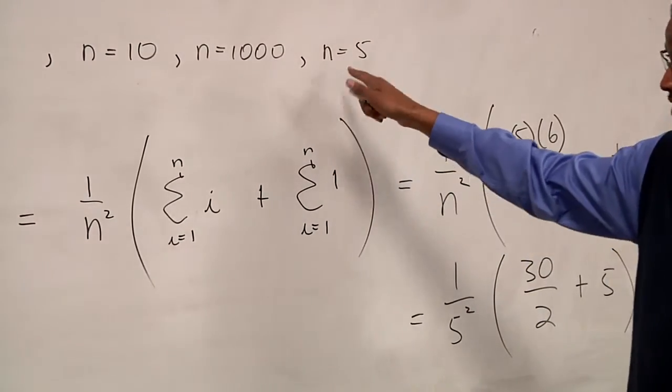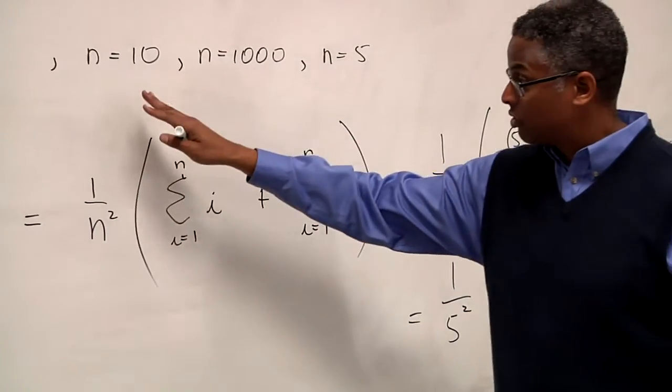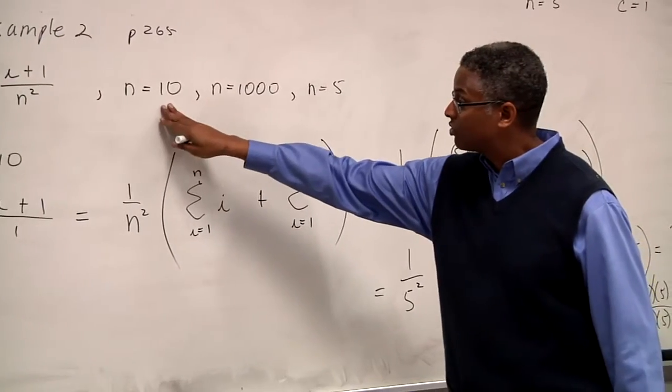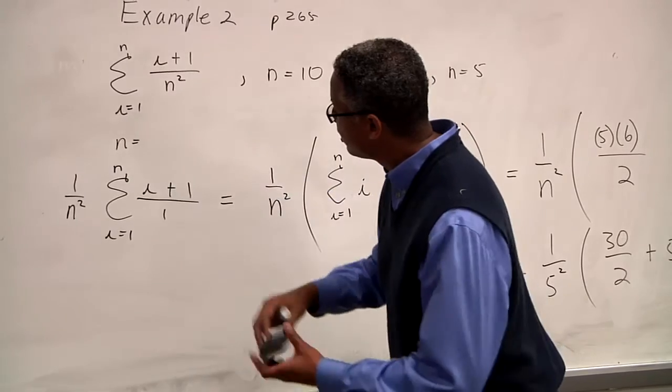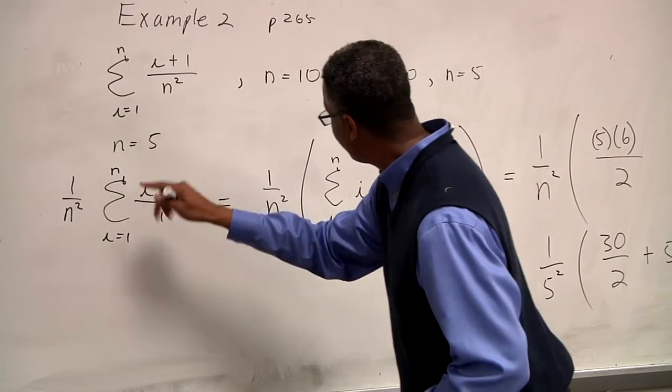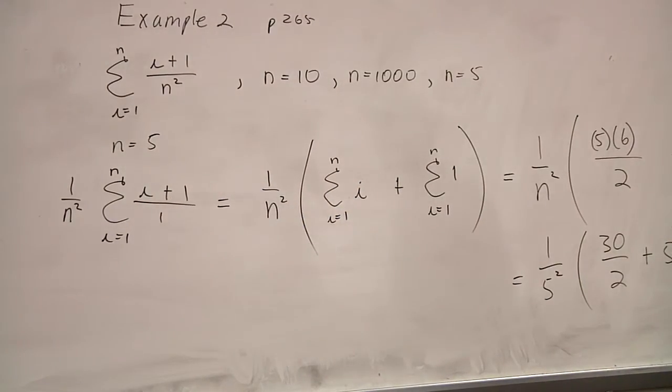What I want you to do as an exercise on your own is apply the same process for n equals 10, n equals 1,000, okay? So essentially my correction is this should read n equals 5. That's the example that we just ended up working, okay?